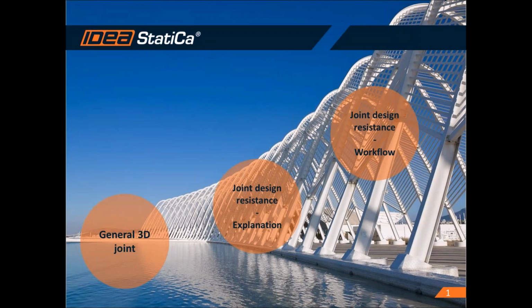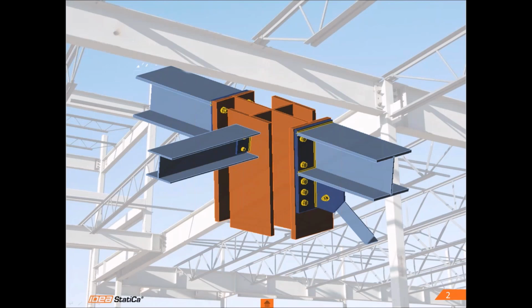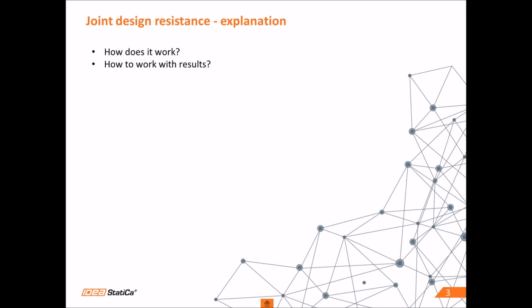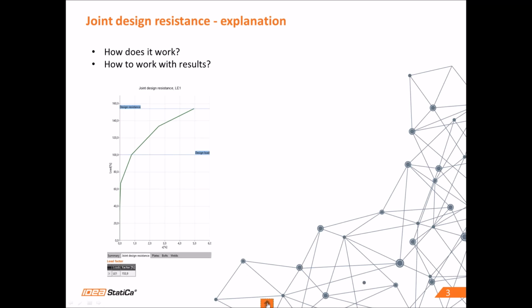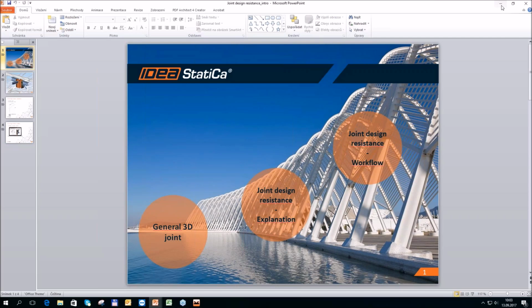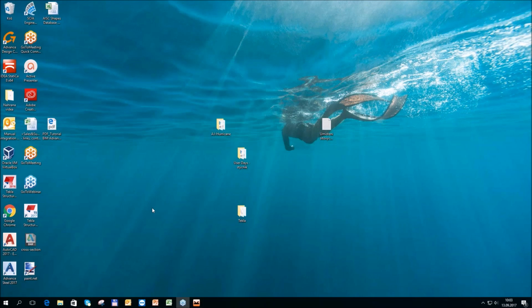At first, let me show you what we will do in the first part of our webinar. We will show you how to model a 3D general joint, like this one. After that, we will tell you how to use joint design resistance, how it works and how to work with the results. And finally, we will show you the workflow in IDEA StatiCa for joint design resistance. So let's begin.